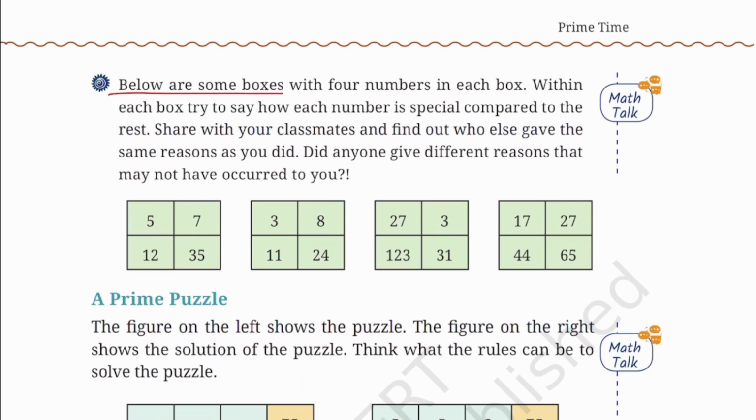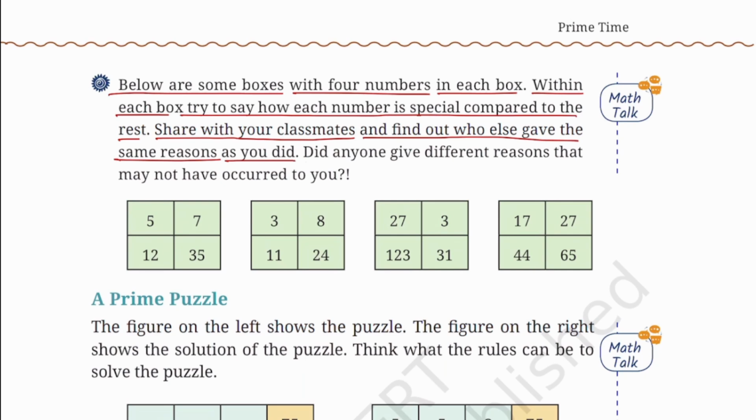Below are some boxes with 4 numbers in each box. Within each box, try to say how each number is special compared to the rest. Share with your classmates and find out who else gave the same reasons as you did. Did anyone give different reasons that may not have occurred to you?